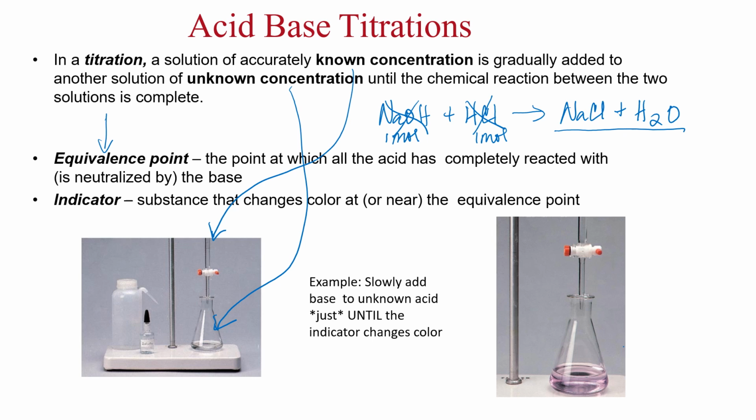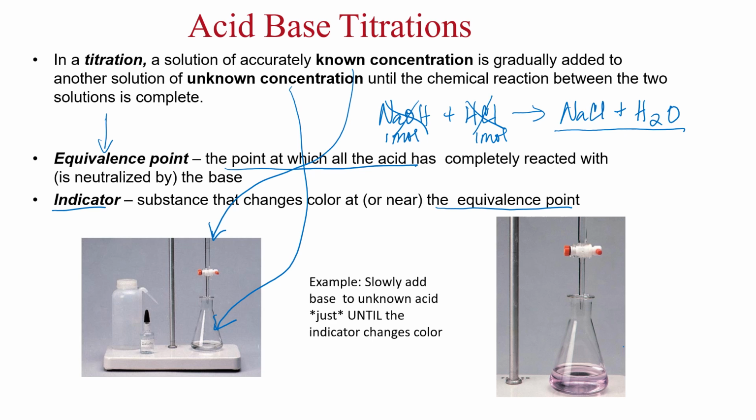So here it says the point at which all the acid has completely reacted or is neutralized by the base. We call these neutralization reactions. But we could also flip that on its head. We could say the point at which all the base has completely reacted with the acid. Kind of depends on our setup here and what our knowns and our unknowns are. The final thing that you need to be aware of is something called an indicator and its purpose. It changes color just, I would say, just past the equivalence point.